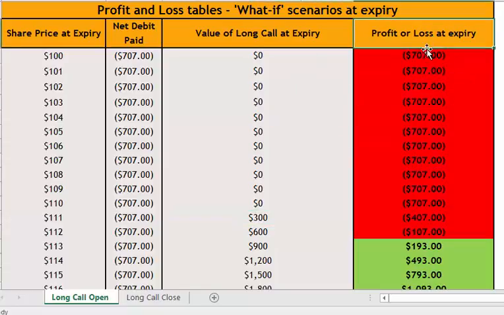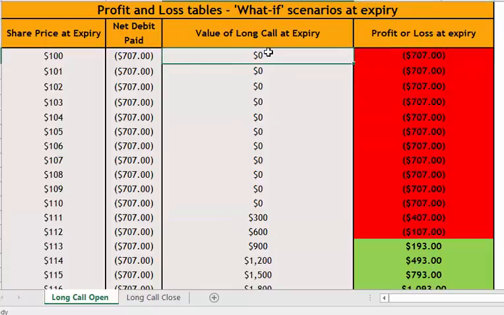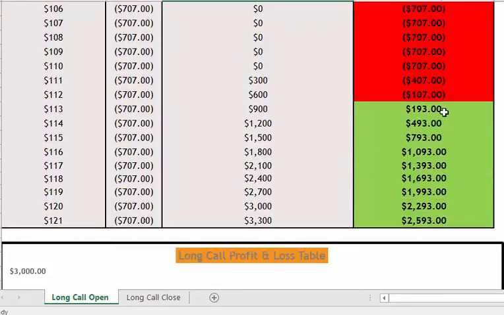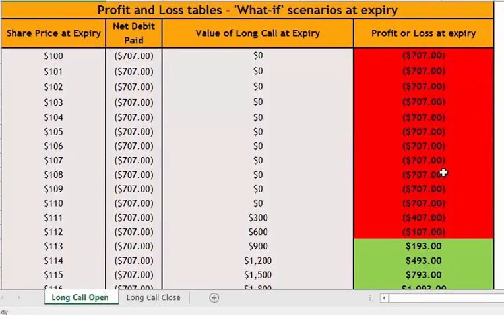So the final column is just your profit and loss at expiry. So the system is adding the debit that you've paid plus the value of the call at expiry, and it's giving it to you here. And if it's highlighted in red, it's a loss. Anything highlighted in green is a profit. So you can see here we're not making any profit till we get up over the 112 mark. And you can see that the profits continue to rise as the share price continues to rise. So you can see we're going from a $193 profit if the share price is at 113, right up to a $2,593 profit if the share price gets to 121. But you can also see here that our downside risk is capped. We can't lose any more than $707.